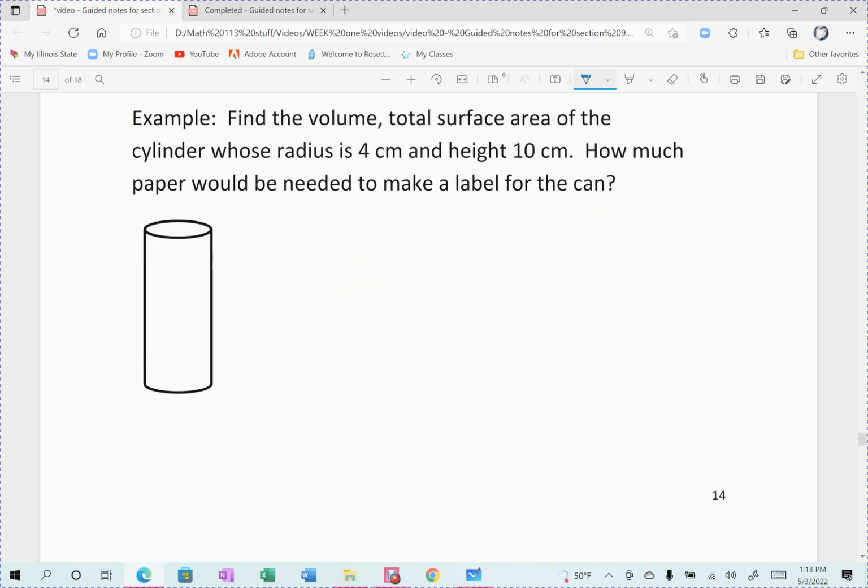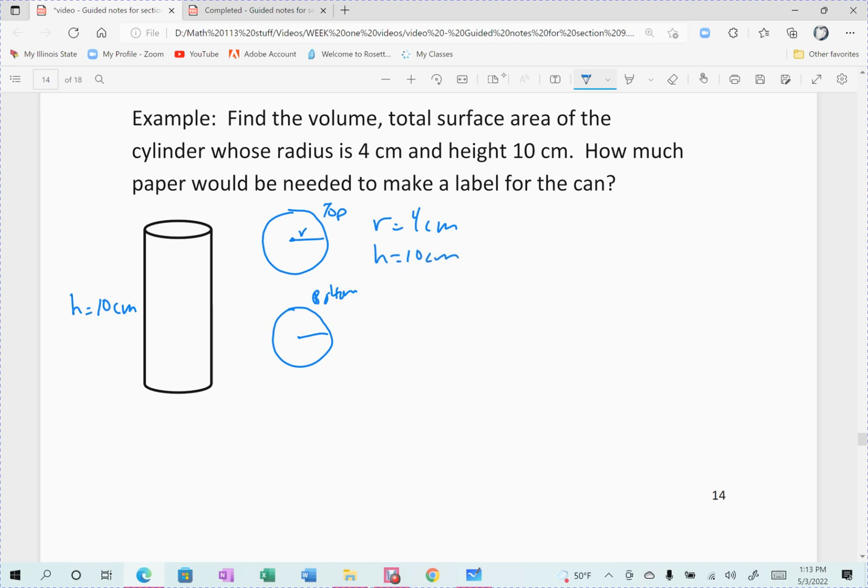First example, the volume. Find the volume and the surface area of a cylinder whose radius is 4 centimeters. So again, if I were to look at the top and the bottom, they have the exact same shape. The radius, again, for both of the top, this would be the top circle, this would be the bottom. The radius is 4 centimeters. We know the height is 10 centimeters, so the distance of that is 10.